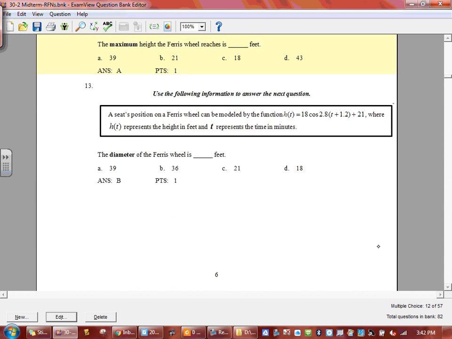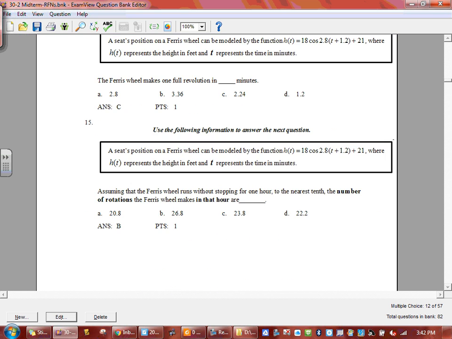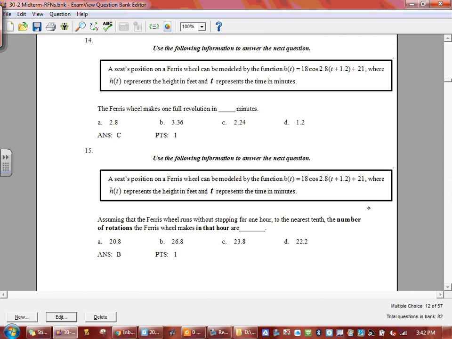So here's a Ferris wheel. If it's asking for how many revolutions in an hour, what am I asking you for? I'm asking for the period. So how long does it take for a revolution? That would be the period. That's what we're looking for.